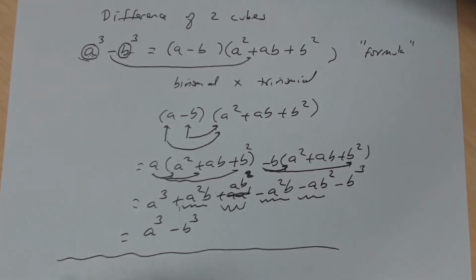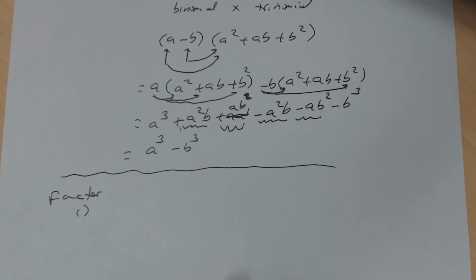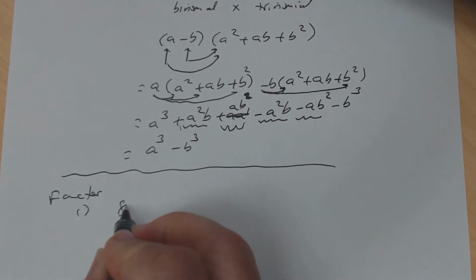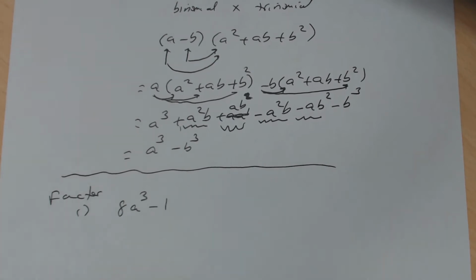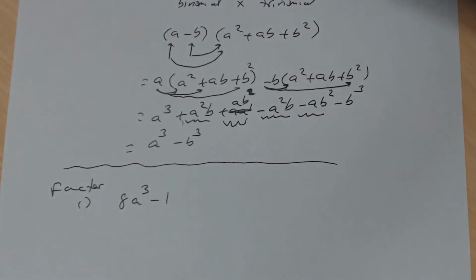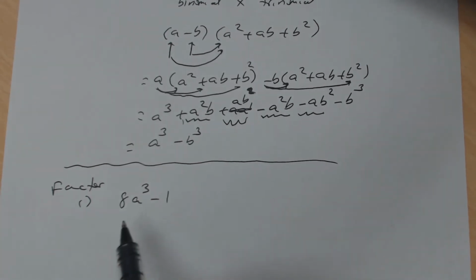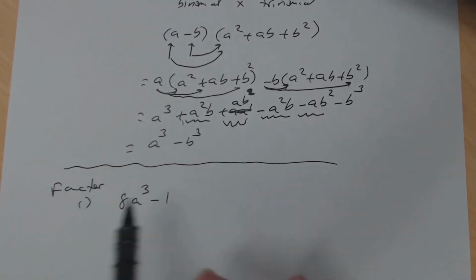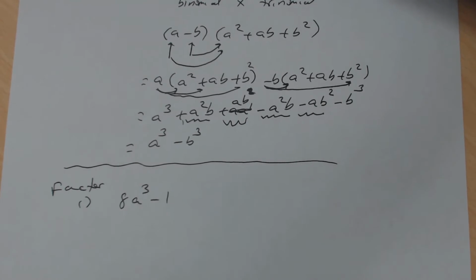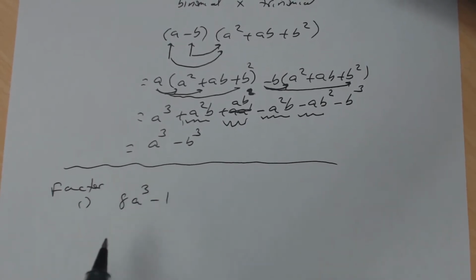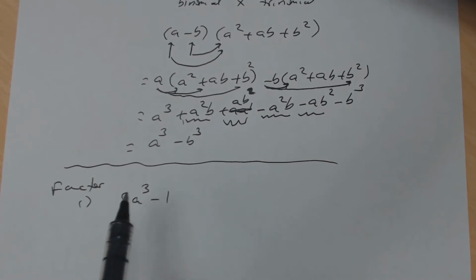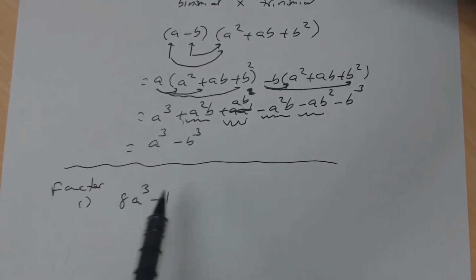Okay, so let's look at this example. So we're going to factor. All right, number 1. Suppose we had 8a cubed minus 1. Okay, well, just like the previous factoring exercises we've done, you always want to look for the GCF. The GCF here is 1. Then the next thing you notice is that you have a binomial right here.